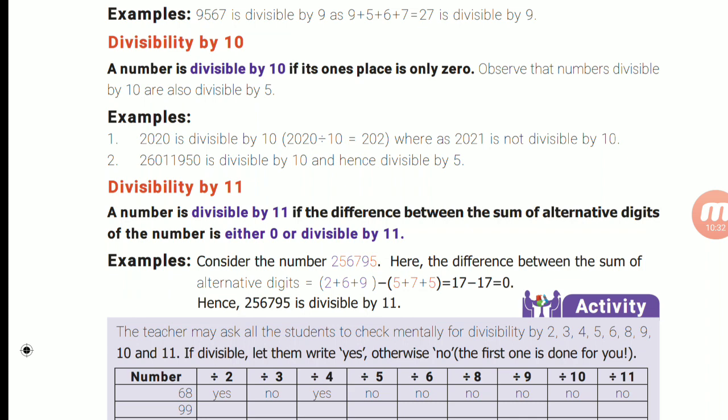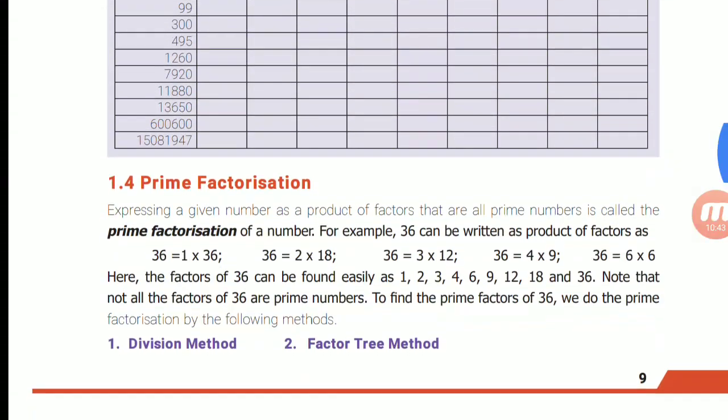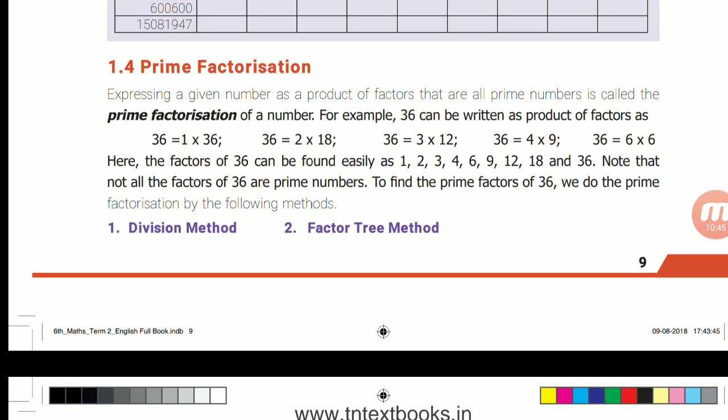The difference should be either 0 or a multiple of 11, like 22, 44, 77. Okay, these are the divisibility rules. Then prime factorization.